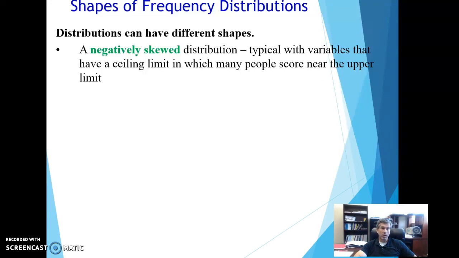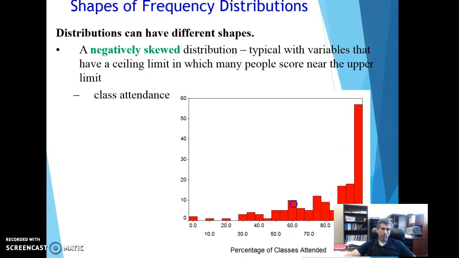Just think of a really easy test that would be negatively skewed. Most people get near 100%, and relatively few people, again, score much lower than that. Here we see class attendance, another classroom variable, where the most common attendance rate is 100%.